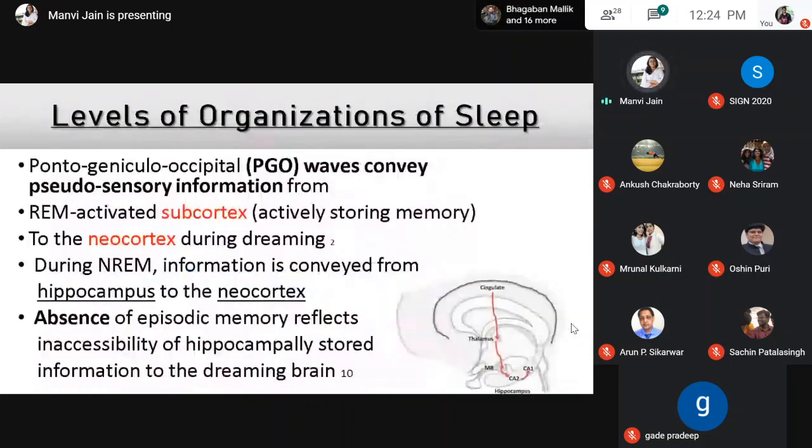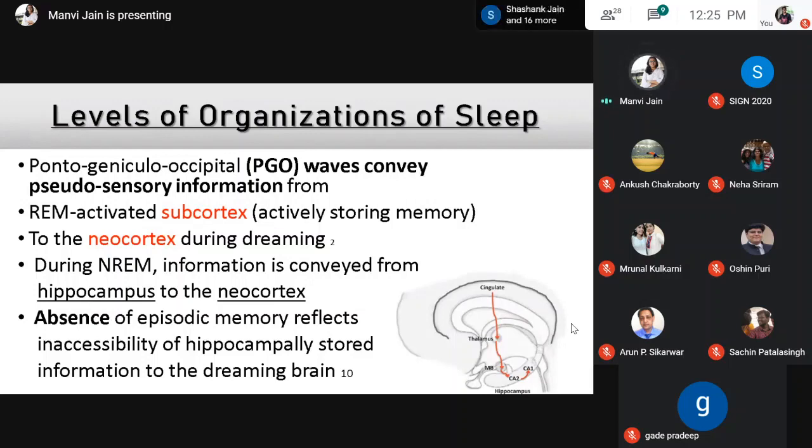When you see PGO waves, they might convey pseudo-sensory information from the REM-activated subcortex. Now remember, the subcortex is REM activated to the neocortex, which is involved somehow in dreaming. But if this is possible, then how come there is an absence of episodic memories, which reflects inaccessibility of hippocampally stored information to the dreaming brain? This might be possible if the whole subcortical region is interacting with the neocortex, but the hippocampus is staying aside and saying, no, I'm not going to join you.